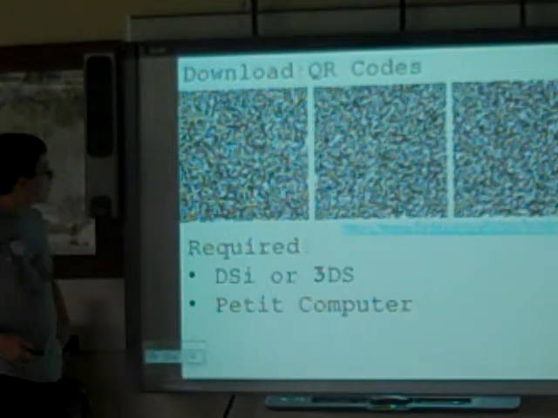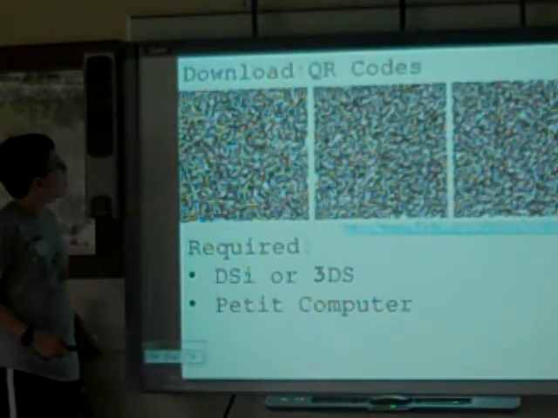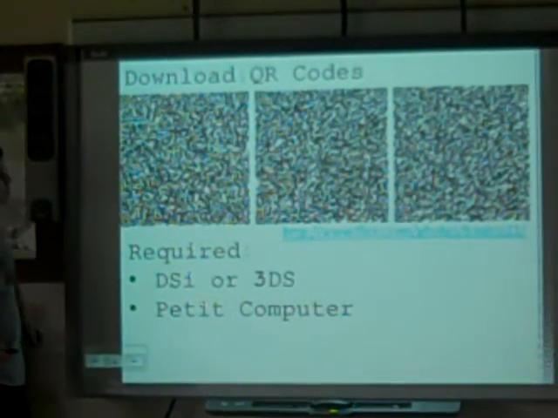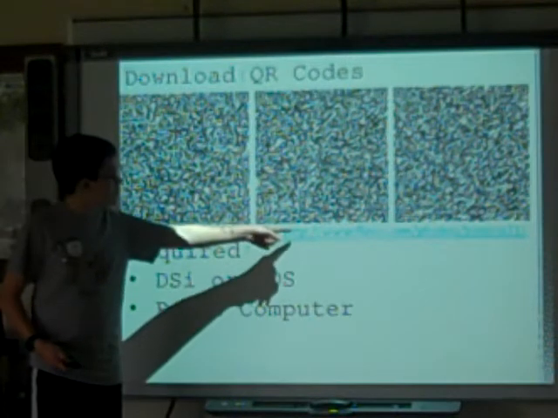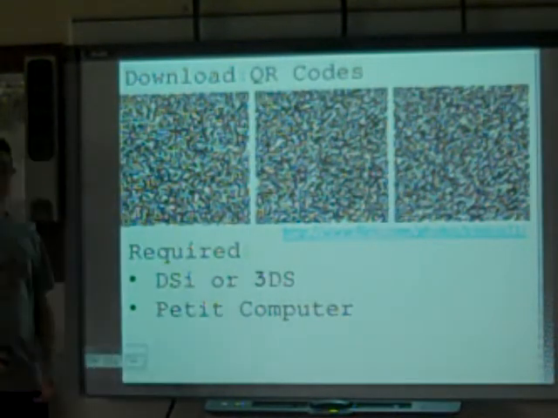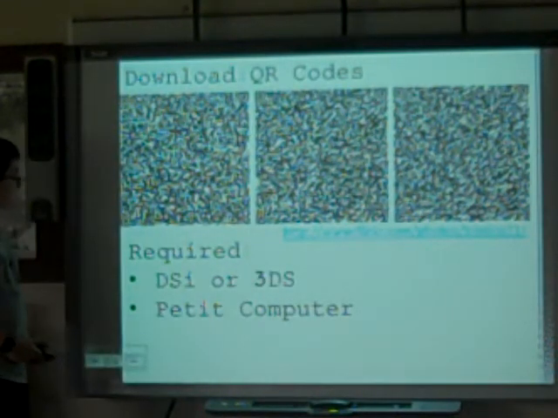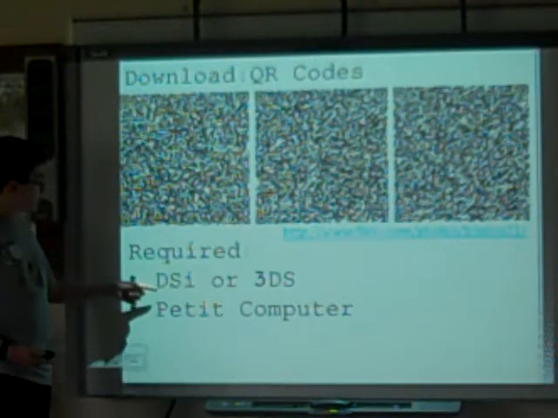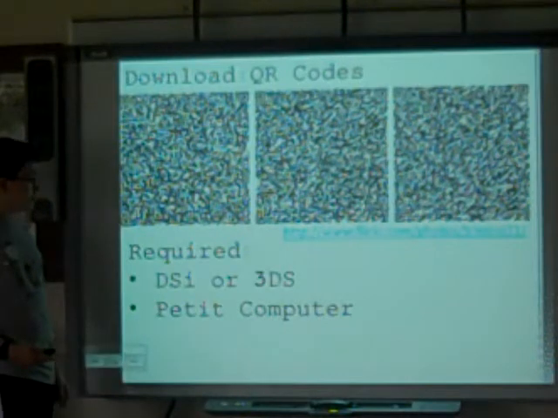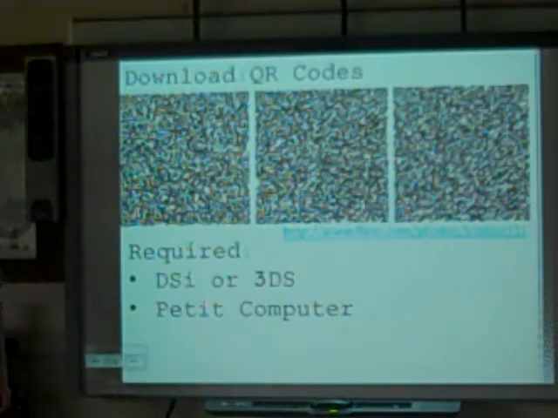And for anybody who wants to download this game, I have QR codes on my Flickr page. I post QR codes for all my games there, but to download it you have to have a DSi or 3DS, and you have to have Petite Computer. Petite Computer is available in the eShop for $8. It is definitely worth it. And that's it.